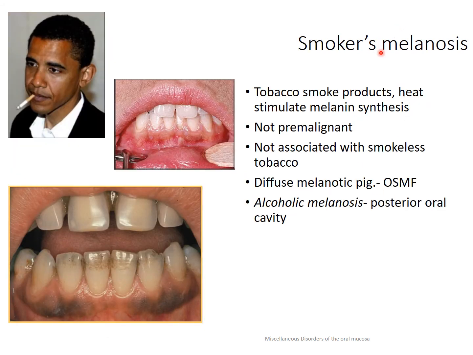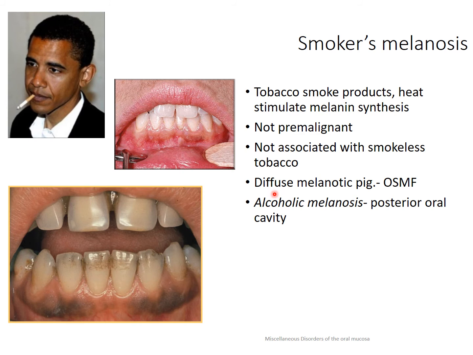Smoker's melanosis. Here we have a picture of an individual with the habit of smoking, or at least had the habit of smoking. With tobacco smoke products, the heat stimulates melanin synthesis and hence induces this mild pigmentation which we are seeing on the entire gingiva, and even the lips, the tongue and other parts of the oral mucosa. These are not pre-malignant; smoker's melanosis doesn't mean that the patient has a potentially malignant disorder. It is again not associated with smokeless tobacco. Smokeless tobacco, since it doesn't generate heat, does not produce this sort of pigmentation.